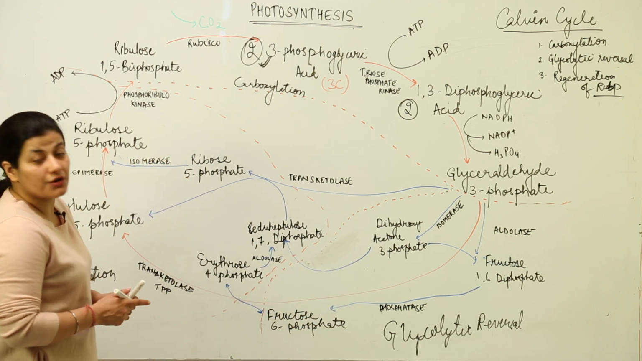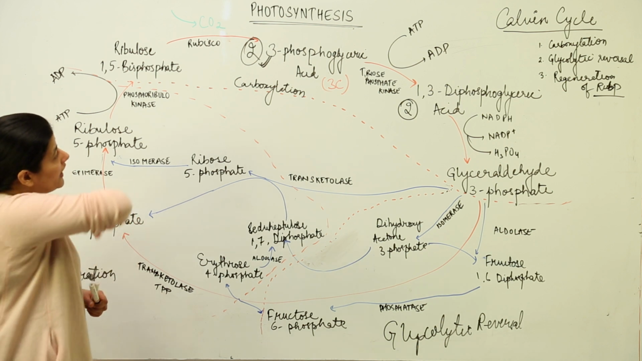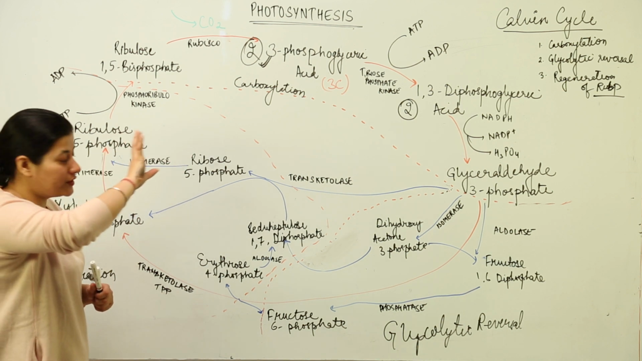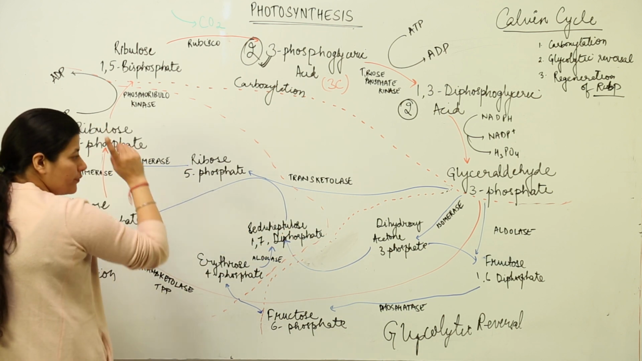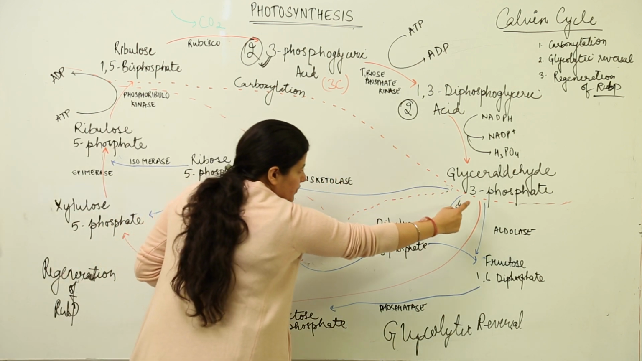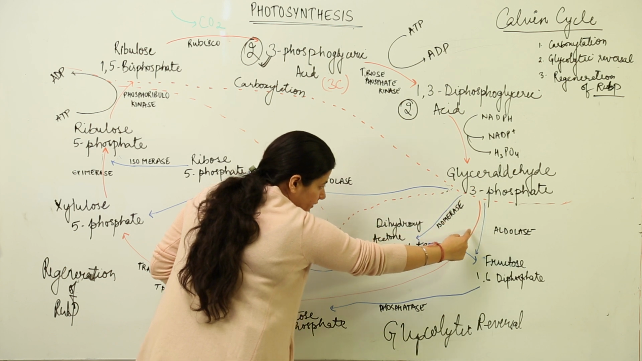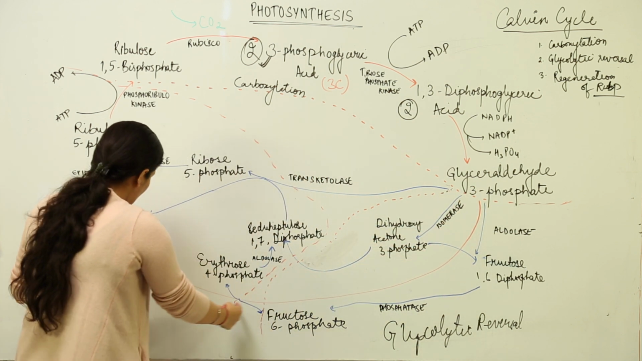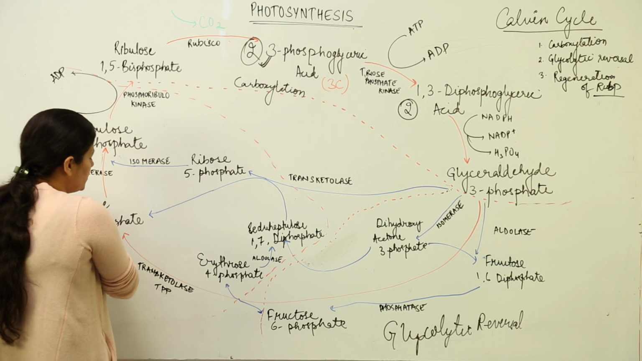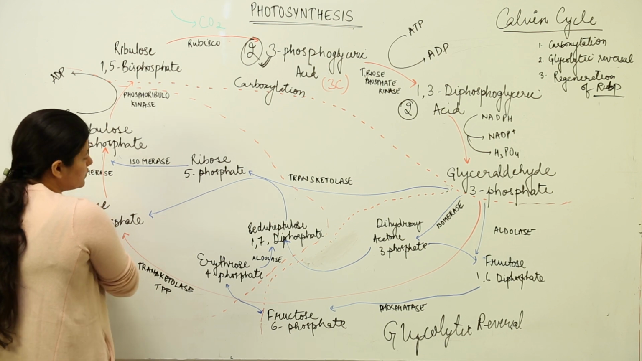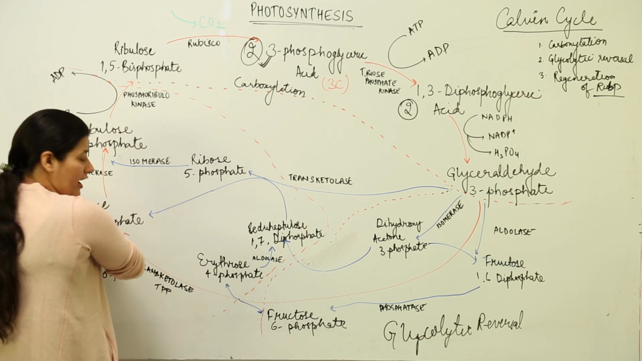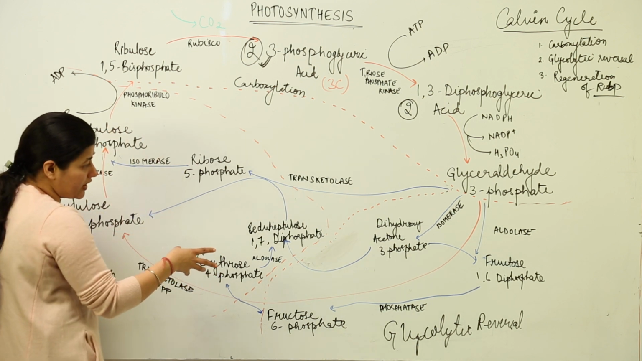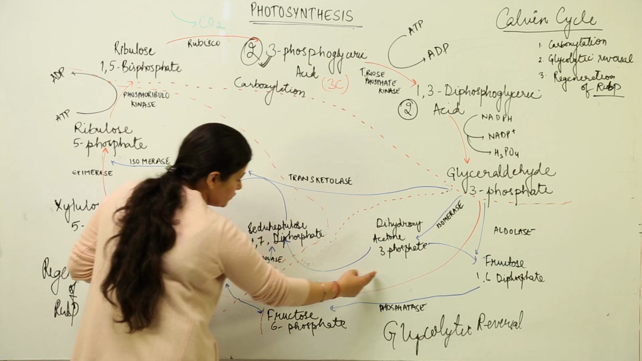How do we regenerate the RUBP that would again be ready for combination with carbon dioxide? This entire step involves the regeneration of RUBP. Now what you have to keep in track, this red arrow, this glyceraldehyde 3-phosphate comes and combines to form xylulose 5-phosphate. Now from 3 it becomes a 5-carbon compound. How does it become a 5-carbon compound? Because there are steps involved inside.